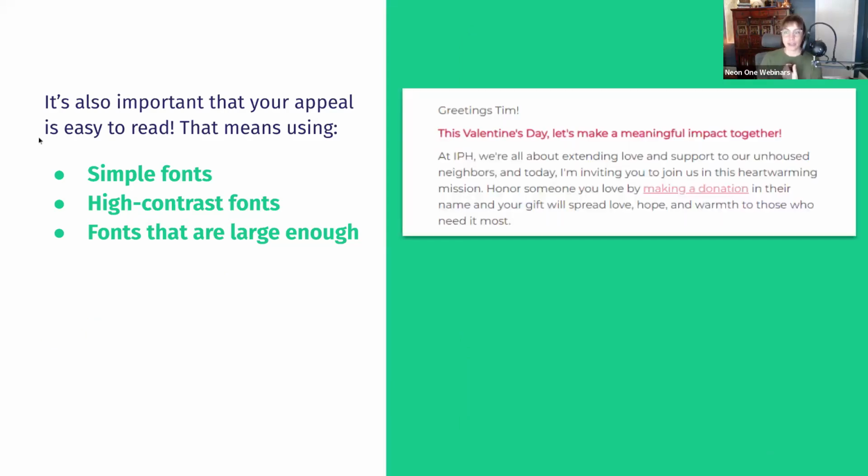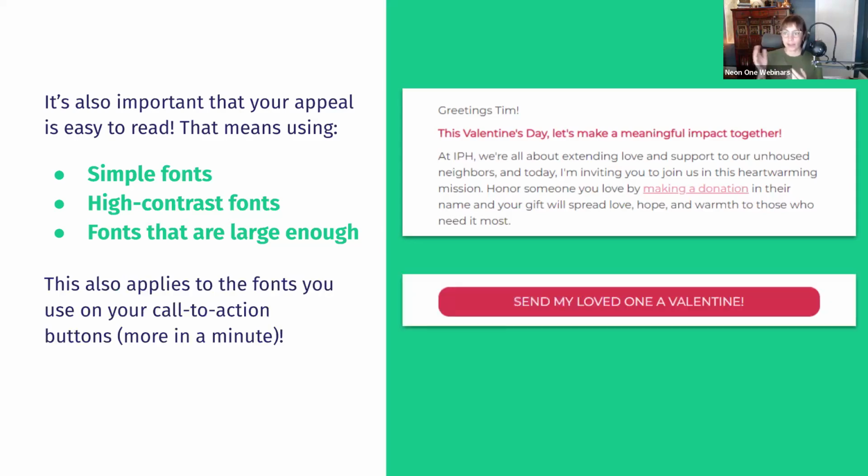The folks at IPH, again, did a great job here. Their email appeal uses fonts that are very simple. They stand out well. They used a white background, and they used a red background for the buttons. You'll notice that they changed the font color on the red background. If you remember also, they did use a different, more complicated font. They used a cursive font on the header, but it was large enough that it was easy to read.